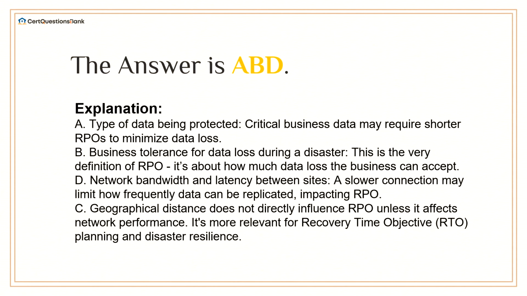The answer is ABD. A. Type of data being protected. Critical business data may require shorter RPOs to minimize data loss. B. Business tolerance for data loss during a disaster. This is the very definition of RPO. It's about how much data loss the business can accept.